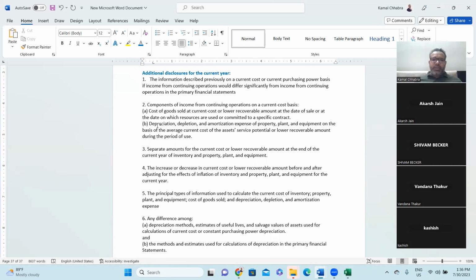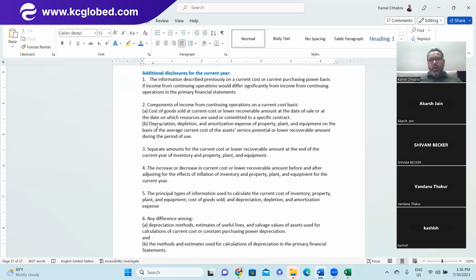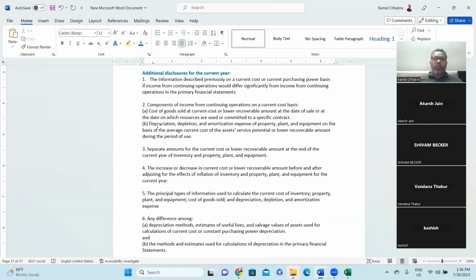First one is the information described previously on a current cost or current purchasing power basis, if the income from continuing operation would differ significantly from the income from continuing operation in the primary financial statement. That means you need to give the disclosure of the primary financial statement as well as the updated financial statement. In the previous 5 years, you'll give the updated numbers, but for the current year financial statement, you need to give both numbers: primary, that means without adjustment, and with adjustment. Make sense?